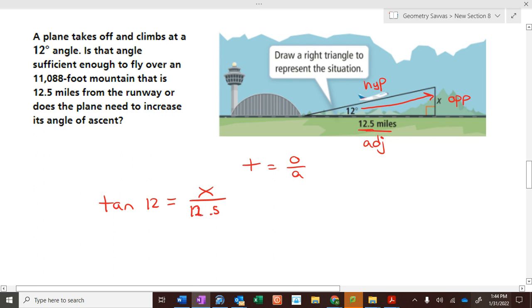Now, how do we get x alone in this situation? Take it times 12.5. So on your calculator, make sure you're in degree mode. Should say DEG on there somewhere. So you take 12.5 times tangent of 12. You put 12.5 first. 12.5 times tangent of 12. You don't need parentheses, just a times sign in between them. Yep, 12.5 times tangent of 12. What do we get?